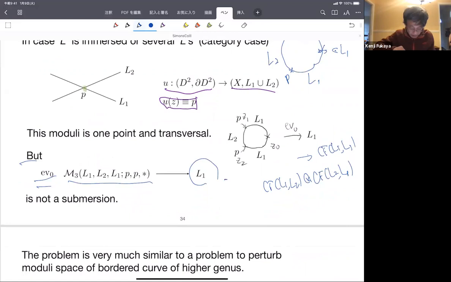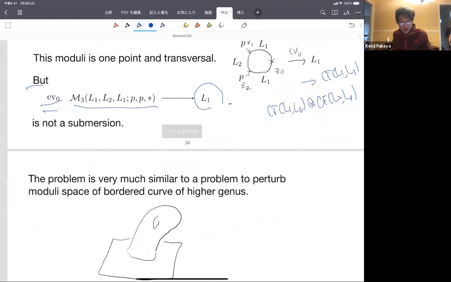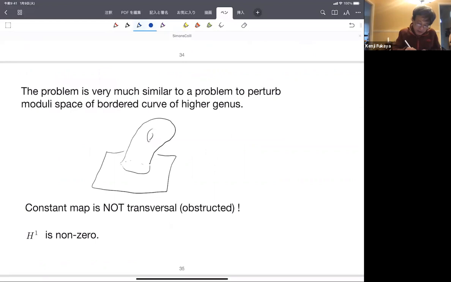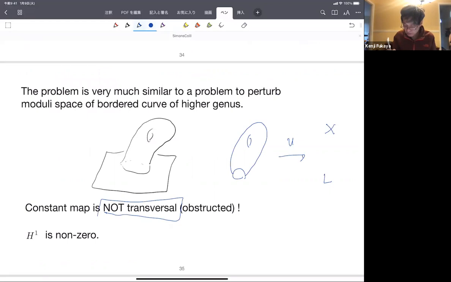I want to say that there is a very similar problem we meet. We want to study the higher genus, or actually higher loop, version of the moduli space of bounded curves. Then constant maps are not transversal. So this is a map u from this disk with one genus, which goes to L, and this goes to X, and we require that u is homologically zero. Then this genus one moduli space of L0 is actually L itself. It just consists of constant maps, but maybe times the moduli parameter of the genus one curve. But this is not the correct dimension.